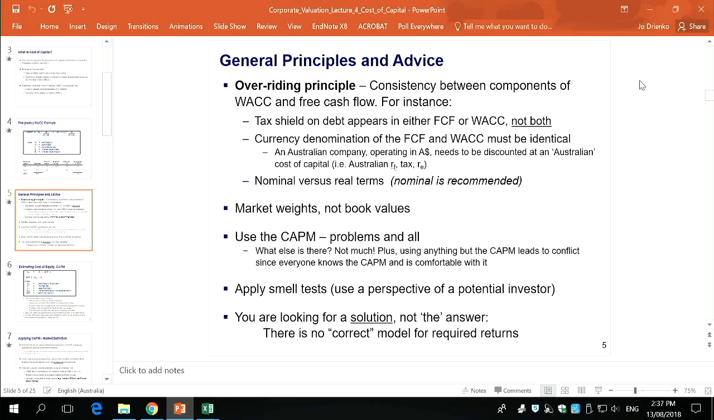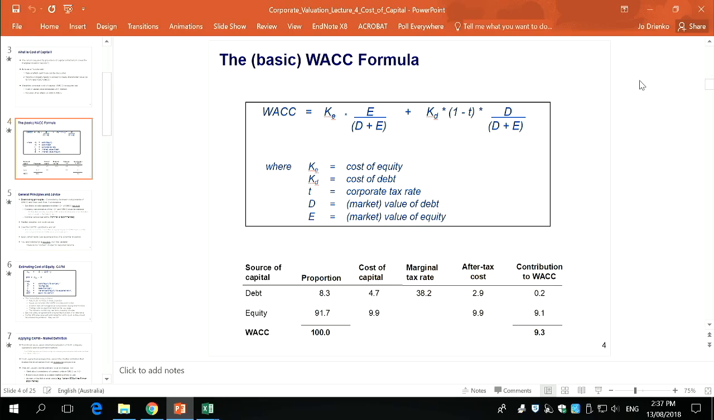Another rule is you want to use market weights for everything here, the E and the D. As I said, the E is easy. I'll show you that. I give you the data for this part of the assignment. I'll talk about that in a minute. Cost of debt, again, you want market value. In Australia, you'll almost never get it. Almost never. This capital market, the debt and equity capital market, is just too small.